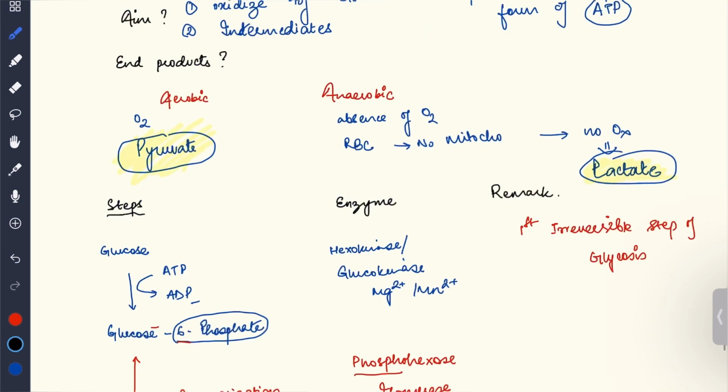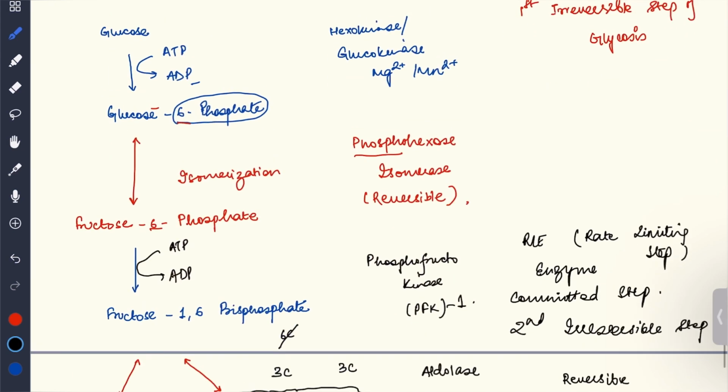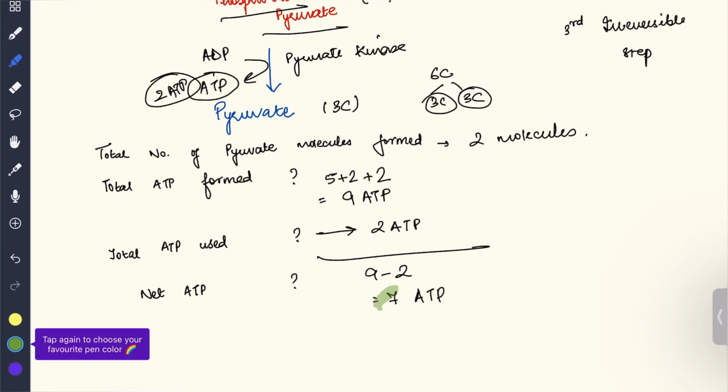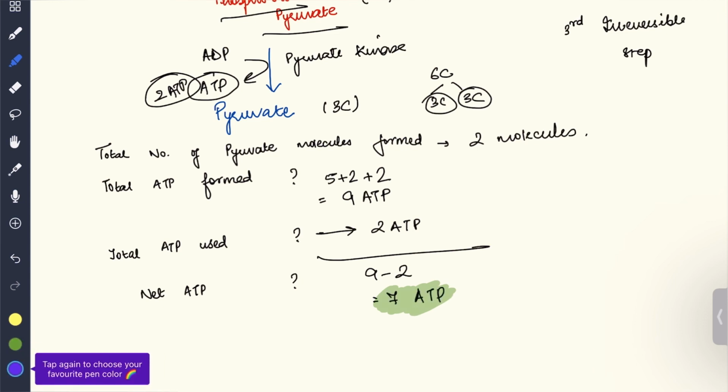Now total number of ATP which is being used will be, I have 1 ATP which is being used here. Why not into 2? Because this whole process here is only once. So how many ATP is being used here? 1 and 1, 2. So total ATP being used is 2 ATP. So net ATP will be 9 minus 2 equals 7 ATP. My net ATP which is formed is 7 ATP. This is very important for me to remember.